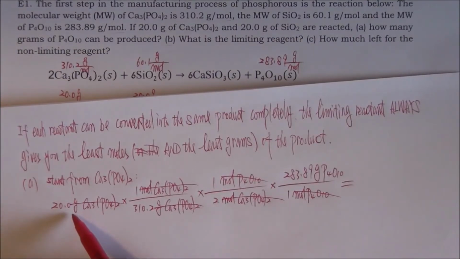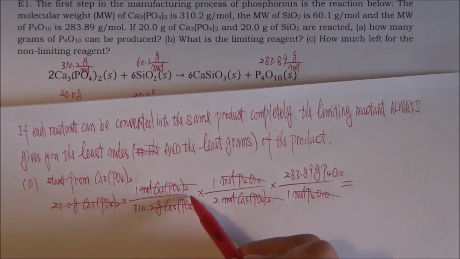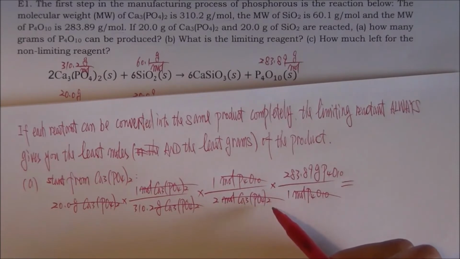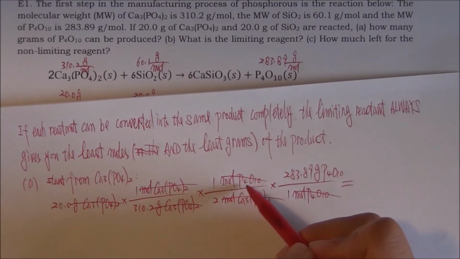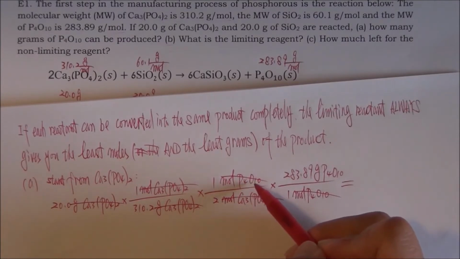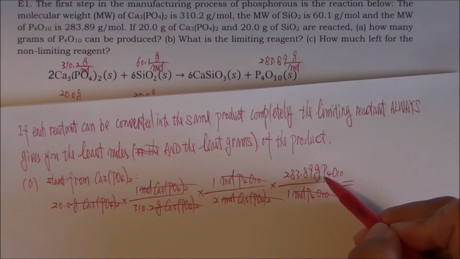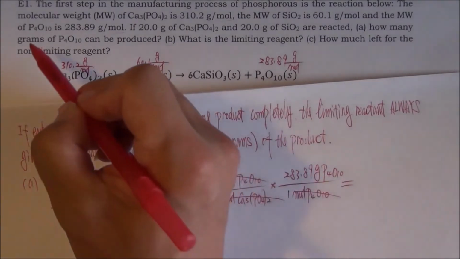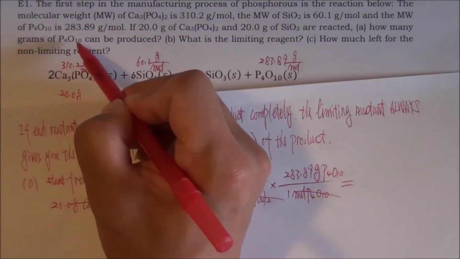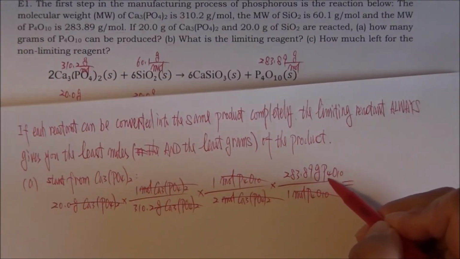We can see here gram of calcium phosphate and gram of calcium phosphate can be cancelled because one is on top of the fraction and one is at the bottom of the fraction. Similarly, we can cancel the moles of calcium phosphate and the moles of calcium phosphate. We can also cancel the moles of tetraphosphorus decaoxide as well. What we have left is the gram of tetraphosphorus decaoxide, because we are looking for the grams of tetraphosphorus decaoxide. That's why our calculation stops here.